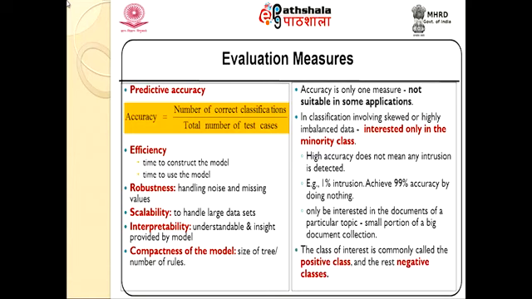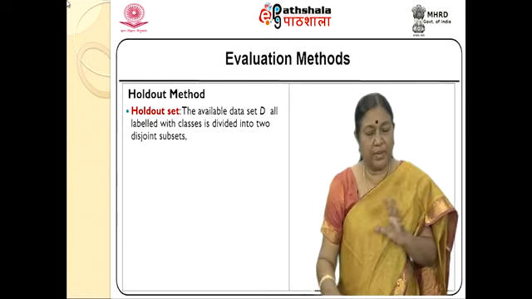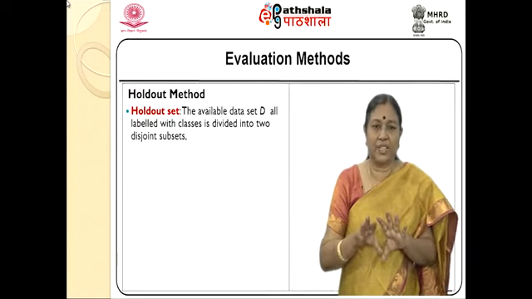The class of interest is commonly called the positive class and the other class is called the negative class. Now, based on this positive class and negative class, you have some other evaluation measures. Before we go to those, we will just talk about the evaluation methods.